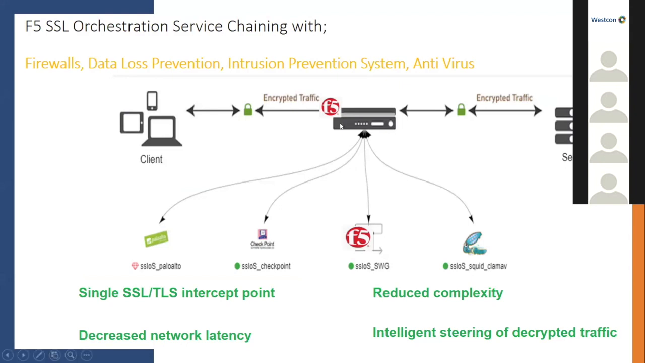Once you have F5 SSL in place, we are able to have a single interception point. It reduces the complexity in terms of deployment, troubleshooting, and managing your traffic flow, and decreases your network latency. With that, we can also intelligently steer your SSL traffic.